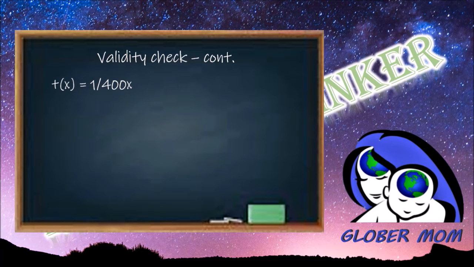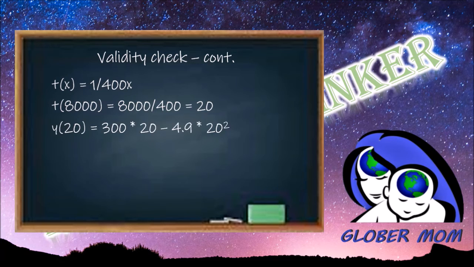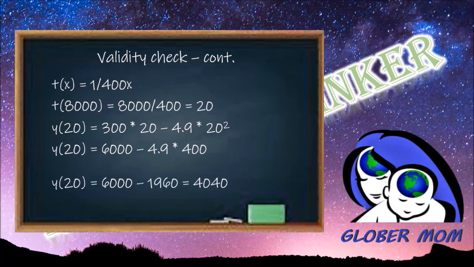T of x equals x over 400, therefore t of 8,000 equals 20, which makes sense. 400 meters per second times 20 seconds are 8,000 meters. Now we put the 20 seconds in the elevation equation. Y of 20 equals 300 times 20 minus 4.9 times 400 equals 6,000 minus 1,960 equals 4,040. Is this number familiar to you? This is the exact same result from the trajectory equation.